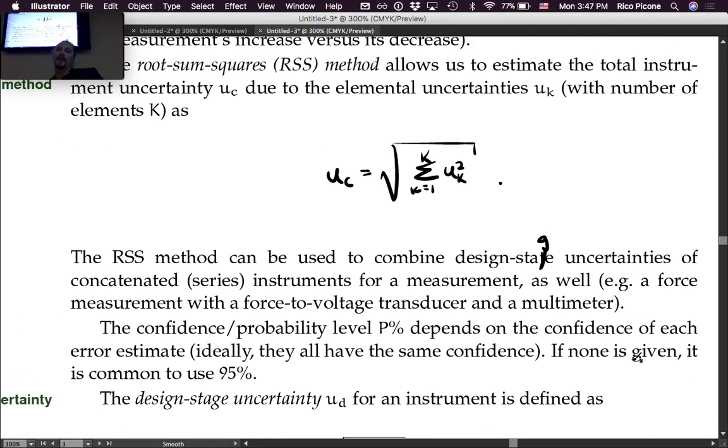Okay. Does this feel a little bit like we're just making up this root sum square method? Yeah, we are. We are.